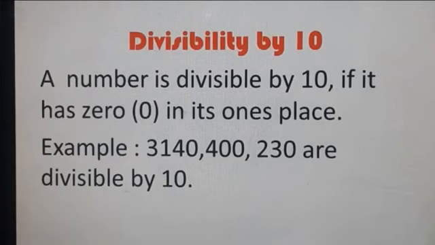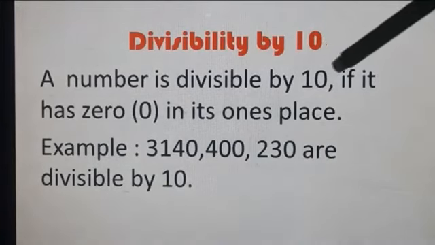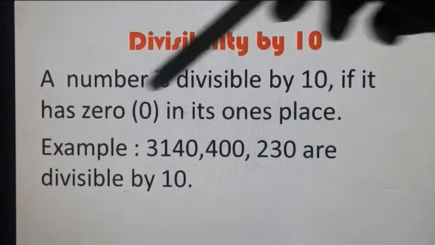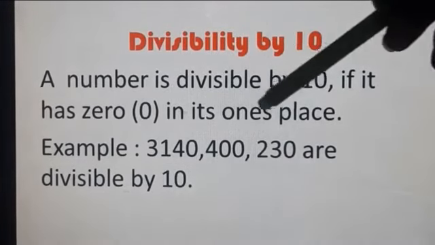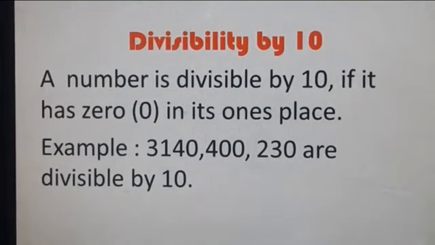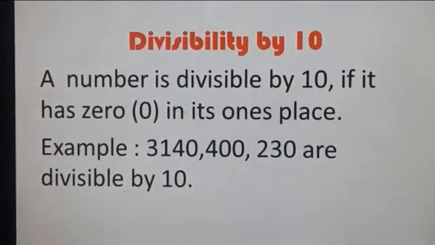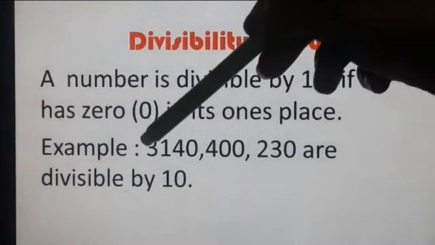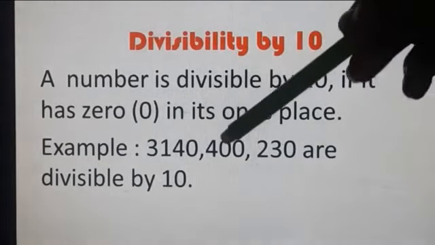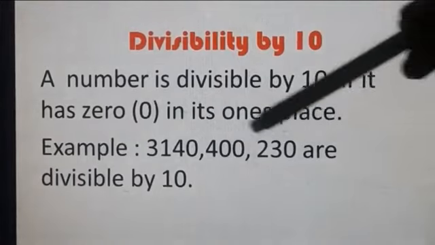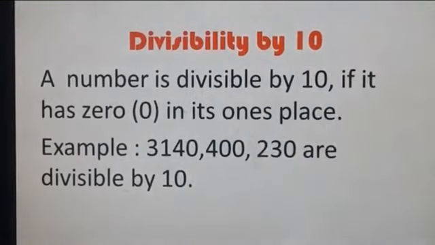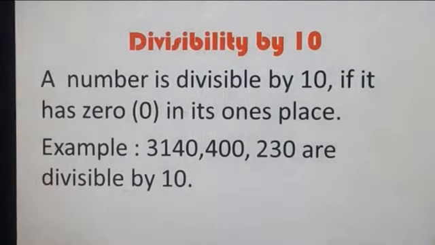Divisibility by 10. Very simple rule. A number is divisible by 10 if it has 0 in its ones place. If the ones place contains 0, the number is divisible by 10. Clear? 3140, 400, 230, they all are divisible by 10 because their ones place is 0.